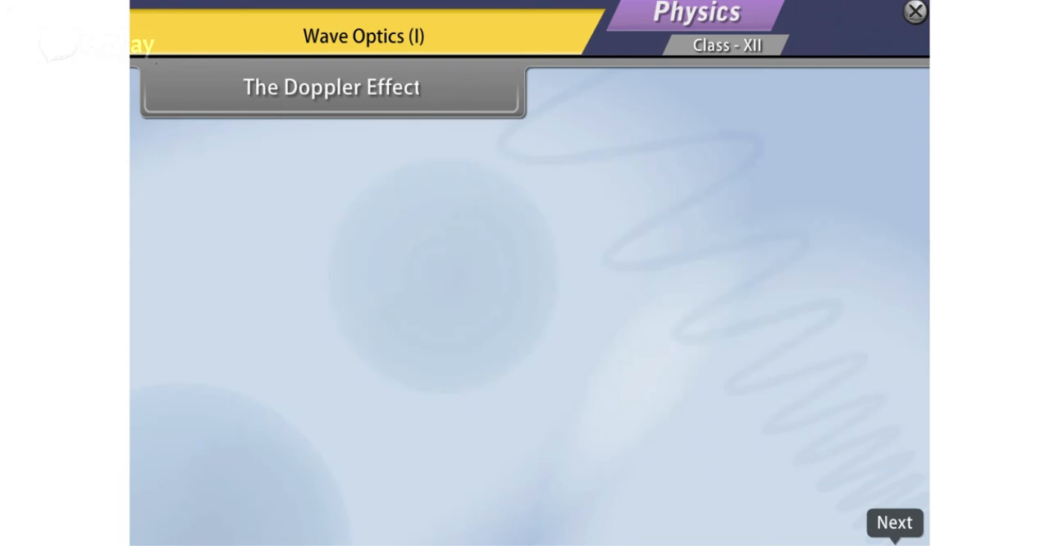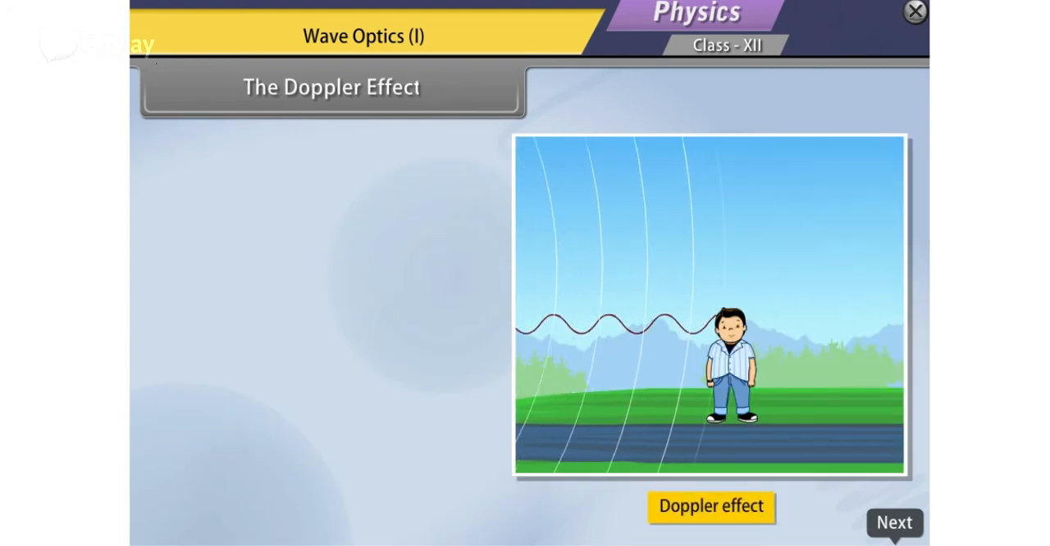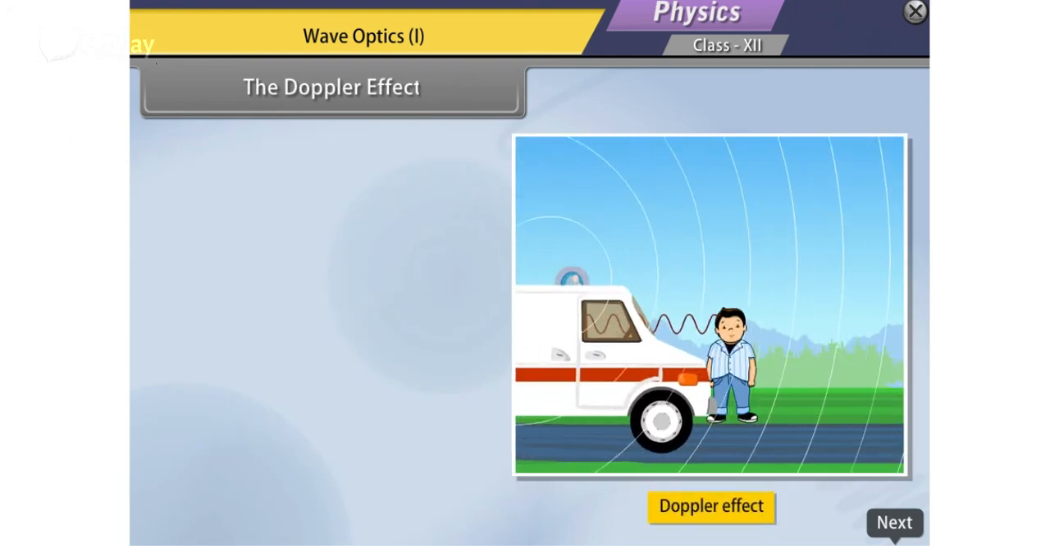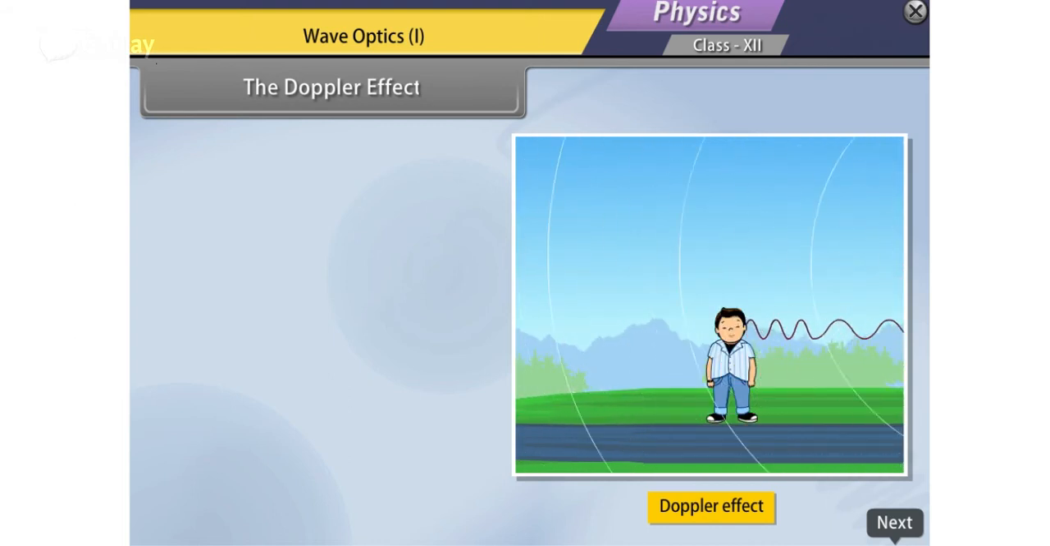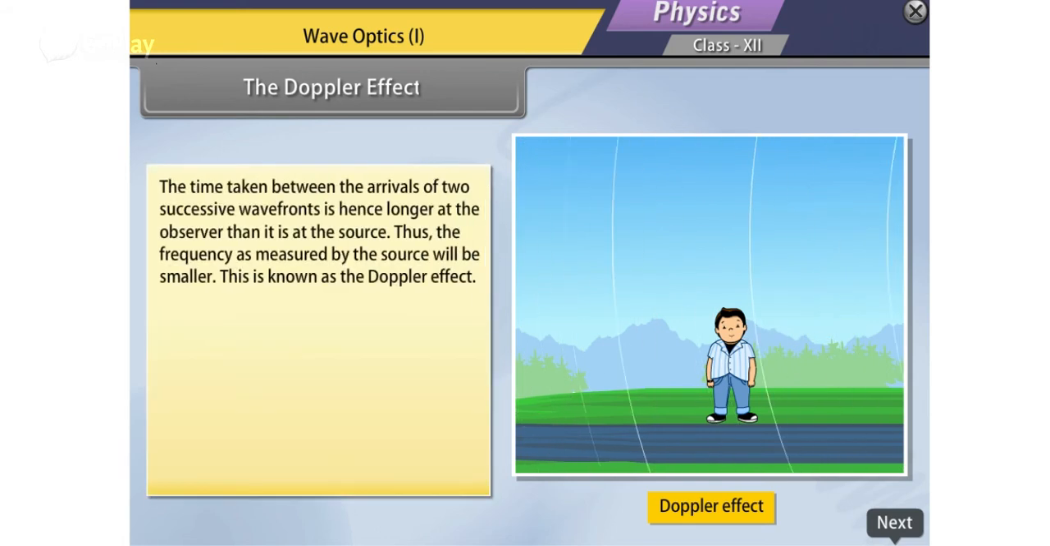The Doppler Effect. Consider when there is a medium and the source moves away from the observer, then latter wavefronts have to travel a greater distance to reach the observer. The time taken between the arrivals of two successive wavefronts is hence longer at the observer than it is at the source. Thus, the frequency as measured by the observer will be smaller. This is known as the Doppler effect.